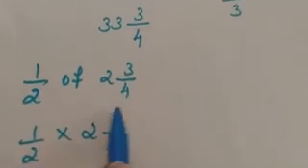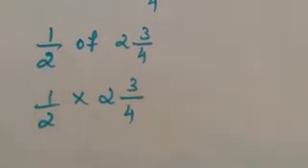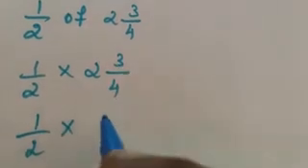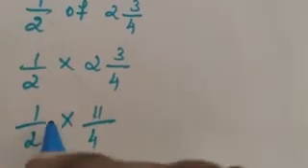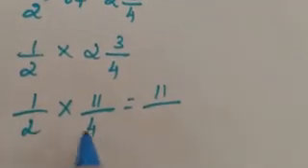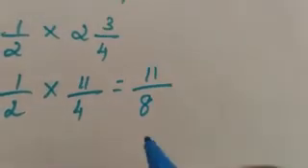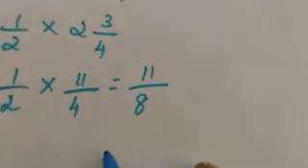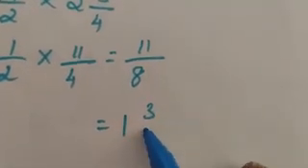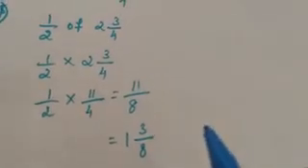Convert the mixed fraction into improper. So 2 3 by 4 means 4 2s are 8, 8 plus 3, 11 by 4. So when you multiply, 11 into 1 is 11 upon 2 into 4 is 8. Convert this to a mixed fraction. 11 divided by 8 is only 1 time 8, and 11 minus 8 is 3 upon 8. So this is your required answer. I hope this sum is clear.